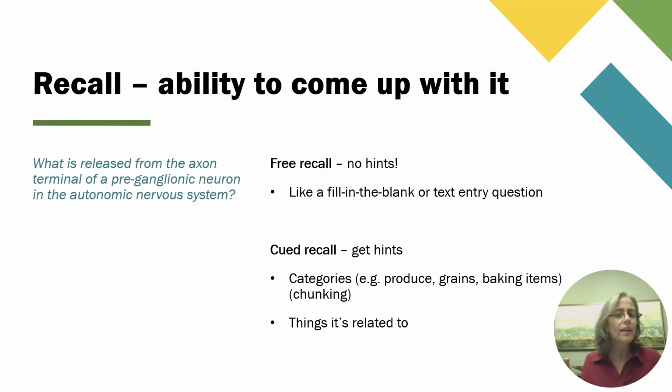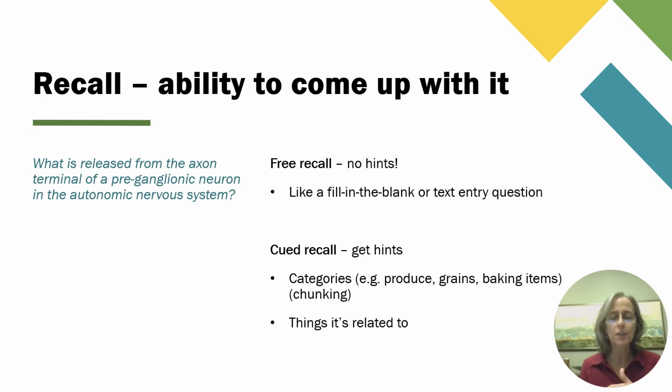So if I said, what is released from the axon terminal of a preganglionic neuron in the autonomic nervous system? Perhaps you can come up with the correct answer, but perhaps you can't. Perhaps your memory is not robust enough or your retrieval process is not robust enough to be able to come up with that with no hints. So then I could give you some hints and we would call that cued recall.